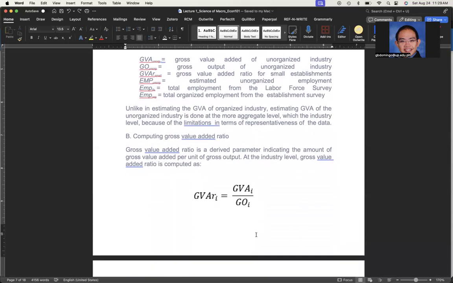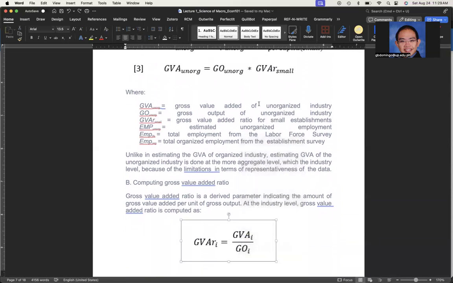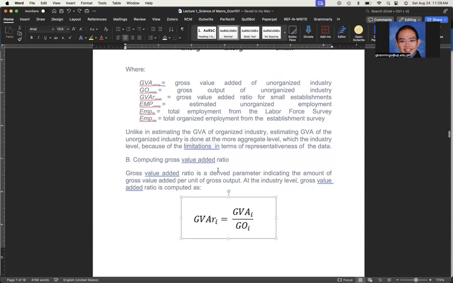Right. So this just continues to explain what the gross value added ratio is. Notice that the gross value added ratio is gross value added divided by gross output, which is why you can substitute this into here, and then you'll realize that you have gross output of the unorganized and gross output down here in the denominator. That is why you get gross value added for the unorganized by step 3, by multiplying these two quantities: this ratio multiplied by the total output of the unorganized group.